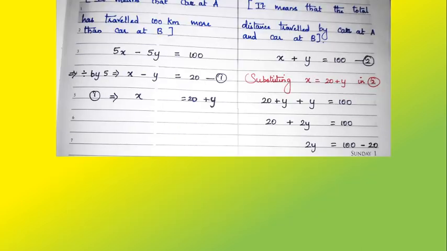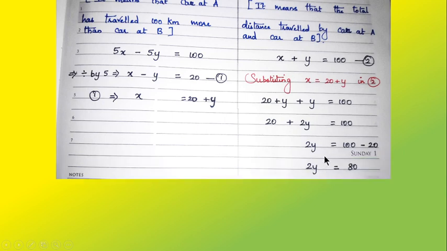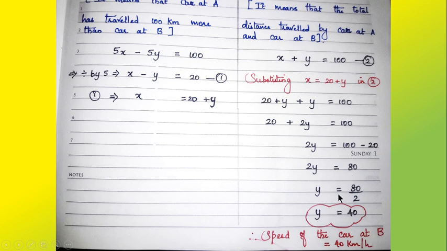What happens in the next step? We simplify. When 20 goes to the right hand side, it becomes minus 20. When you subtract, you get 2y is equal to 80. Then to find the value of y, when 2 goes to the right hand side, it becomes 80 by 2, and you get 40. So y is equal to 40.